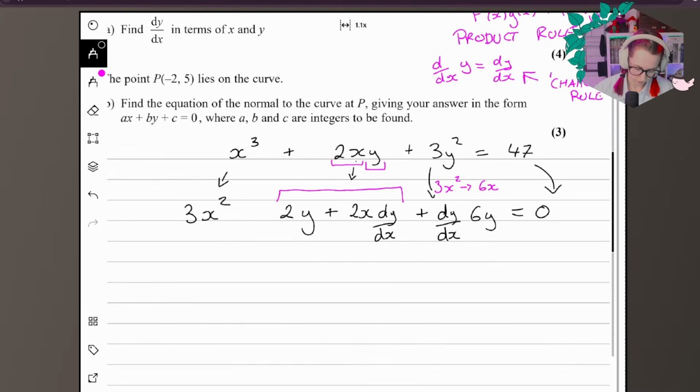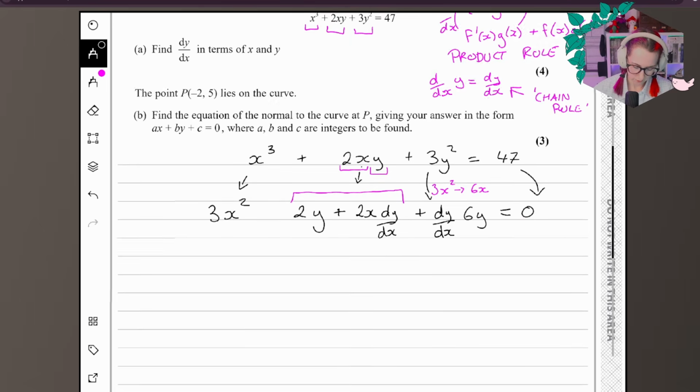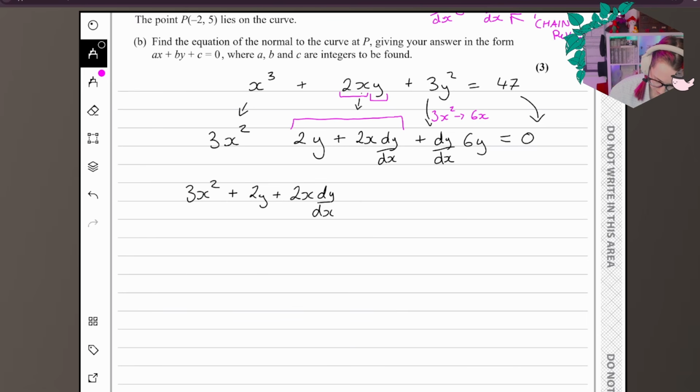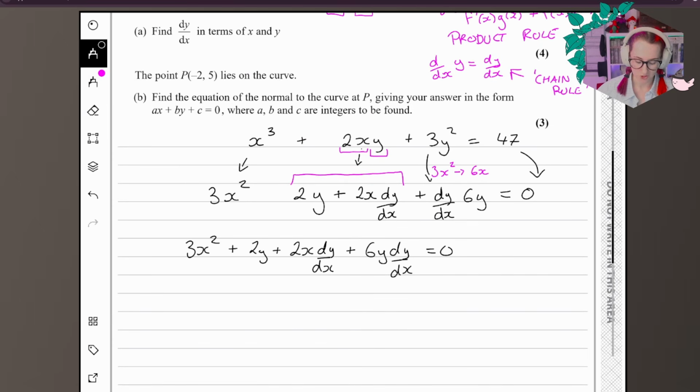So all in all, this equation becomes 3x squared plus 2y plus 2x dy/dx plus 6y dy/dx equals 0. And the gut reaction there is to say, well, we're done, but we're not, because what we've been asked to find is dy/dx in terms of x and y. So we're trying to get to dy/dx equals some stuff, and we're not at that yet.